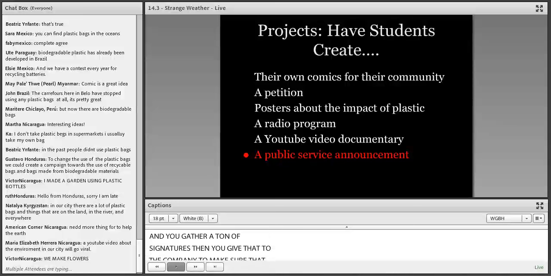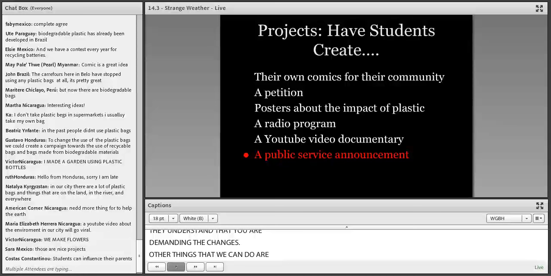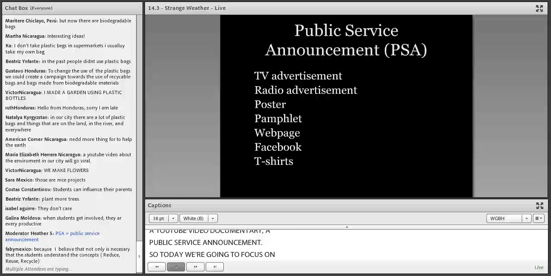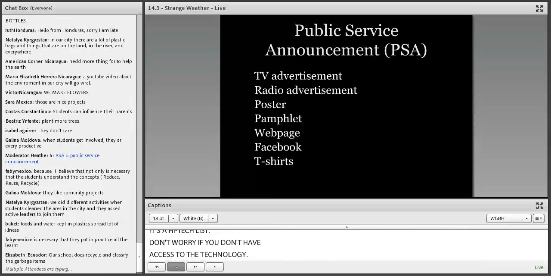Other things that we can do are posters about the impact of plastic, a radio program, a YouTube video documentary, a public service announcement. And so today, we're going to focus on public service announcements. You'll notice from the list that it's a high-tech list. Don't worry if you don't have access to the technology. We will also give you other resources that you can use if you don't have access to this technology.